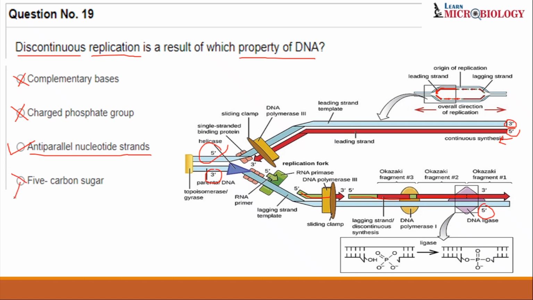Again, the 5-carbon sugar, that is our ribose or deoxyribose sugar, is not going to play a major role in this, okay. So discontinuous replication is because of the anti-parallel nucleotide strands. Let's move to the next question.